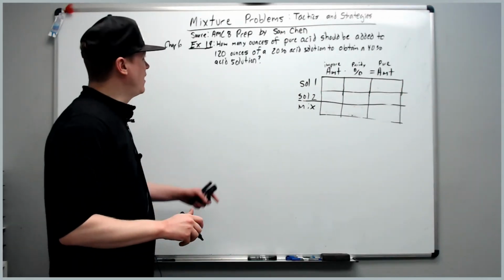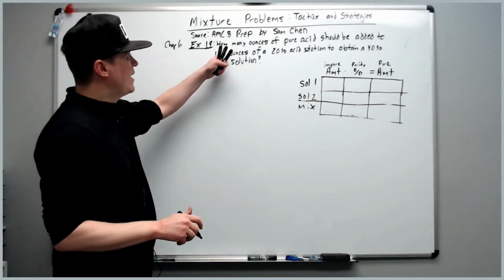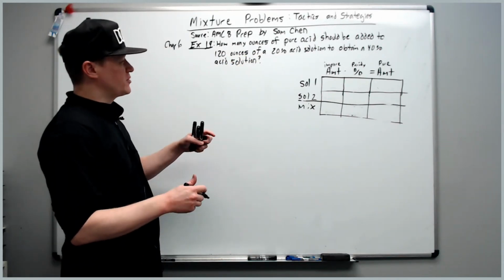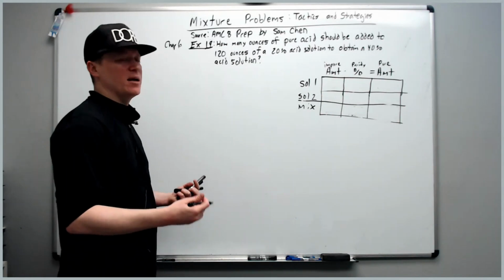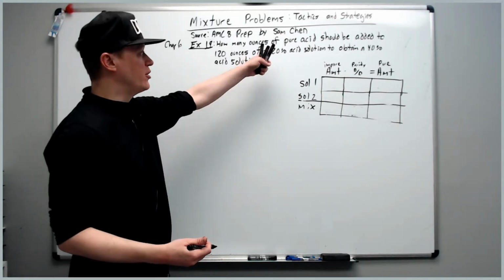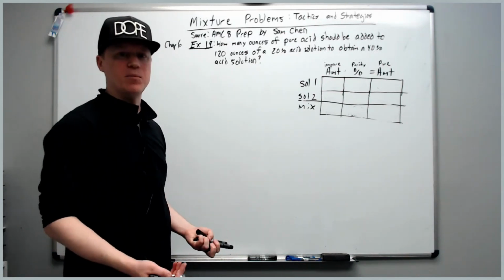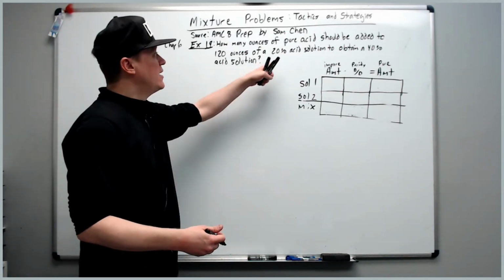Okay, continuing on, this is example 19. How many ounces of pure acid should be added? So don't read the whole thing. I like to read and process as I go. Pure acid, what does that mean? It's 100% acid. Some problems will say pure water or something else.